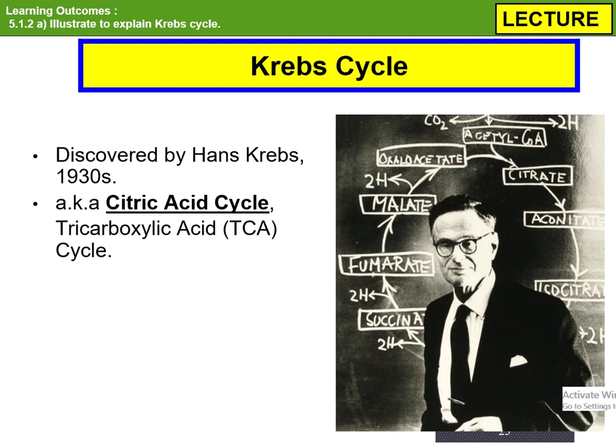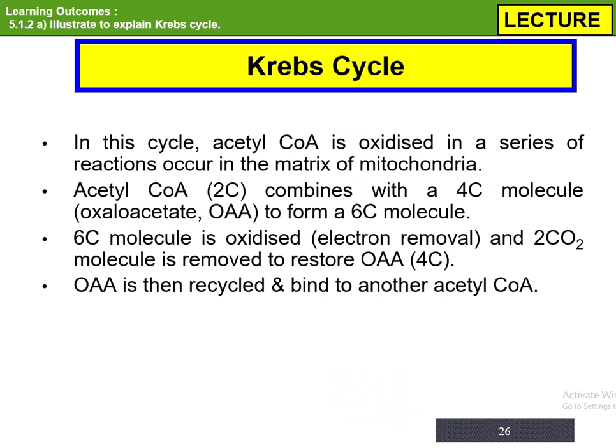Krebs cycle was discovered by Hans Krebs in the 1930s. It is also known as the citric acid cycle or tricarboxylic acid (TCA) cycle. In this cycle, acetyl-CoA is oxidized in a series of reactions that occur in the matrix of mitochondria.